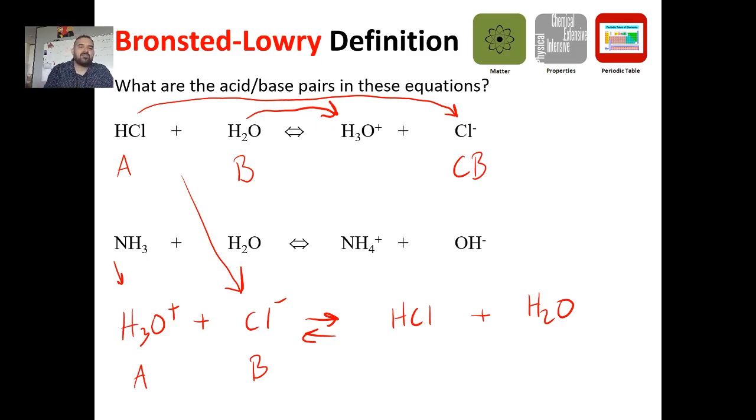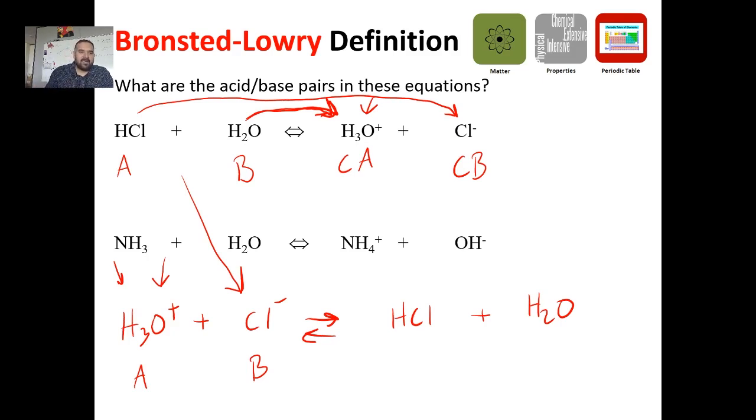What about H3O plus? In the reverse reaction, did it act as an acid or a base? So here we're going to call it our conjugate acid. The base always forms the conjugate acid, and the acid always forms the conjugate base. And what that means is if you reverse the reaction, it's going to act like this other thing.